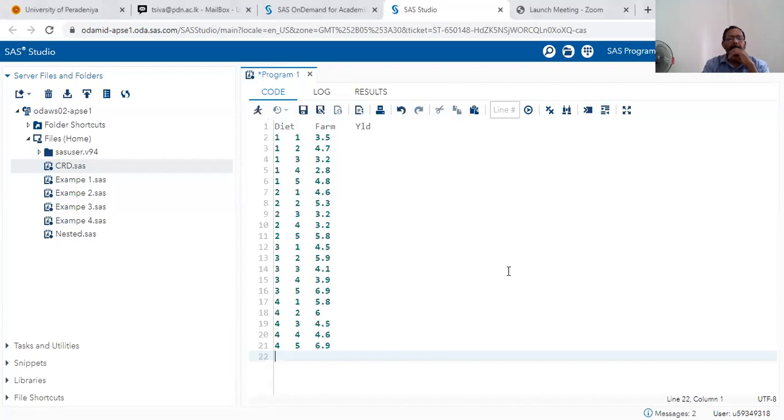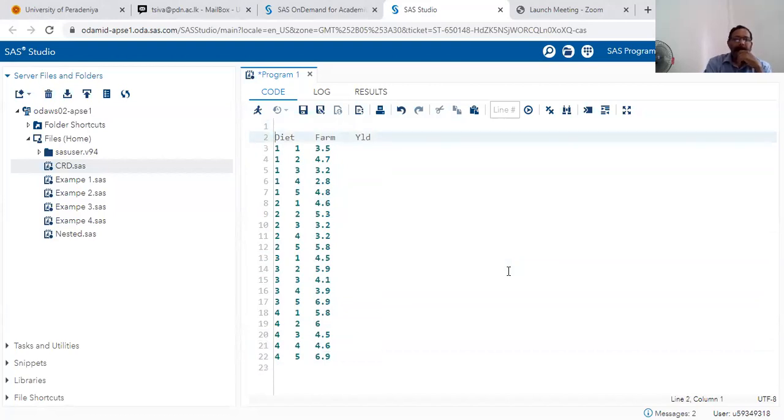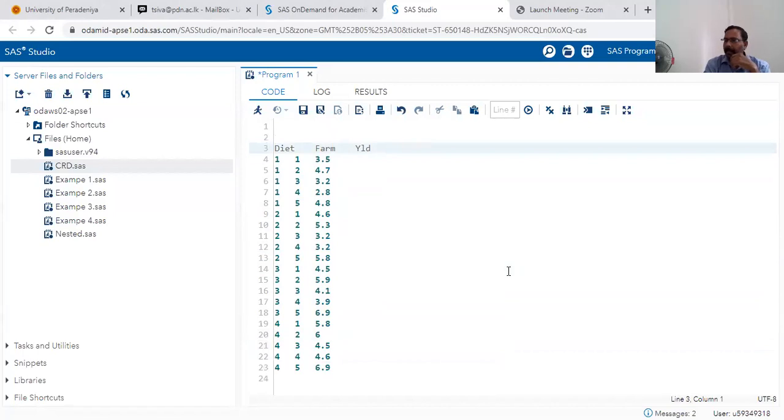Right. So the data is there. Nicely come. But we will see. We may come up with some problem. I will explain why it is later. Right. This is our RCBD. So that data, I will say it as RCBD.